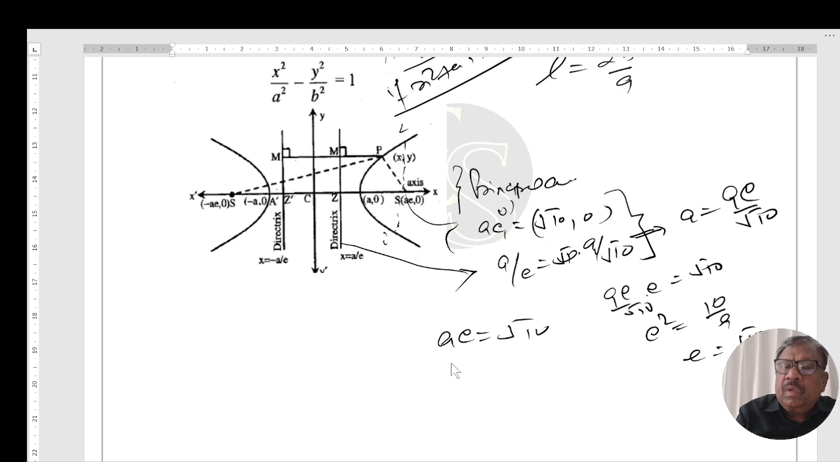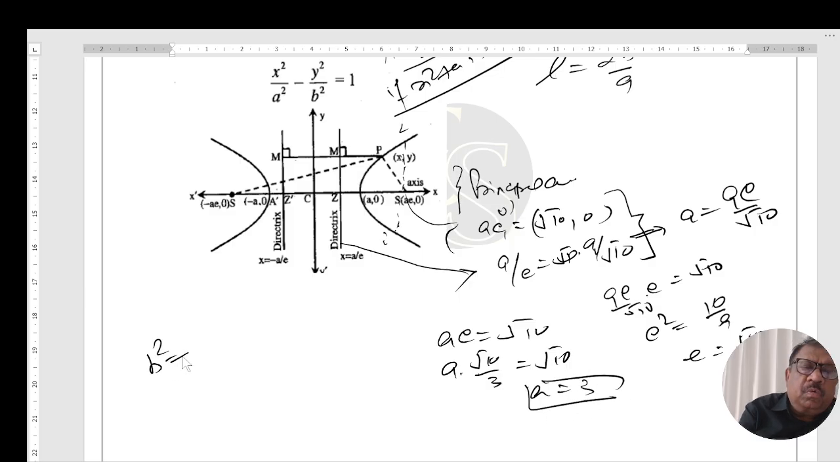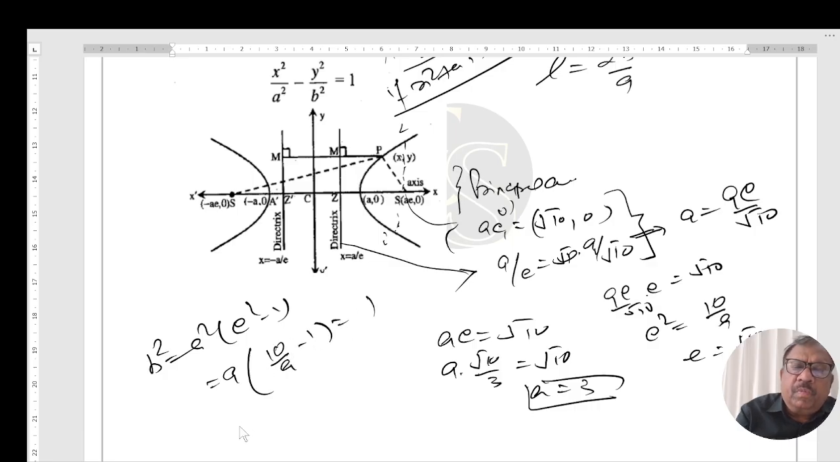Then a into root 10 by 3 equal to root 10, a comes out to be 3. You know the relation b square equal to a square into (e square minus 1). In the ellipse case it is 1 minus e square, in the hyperbola case it is e square minus 1. So 9 into (10 by 9 minus 1), that is 1, so b square equal to 1.